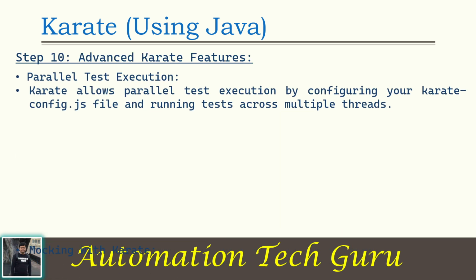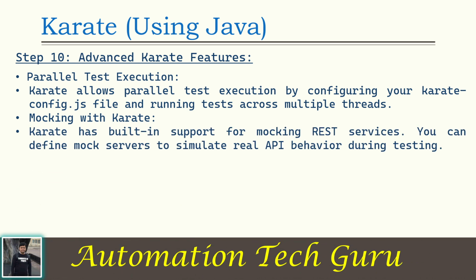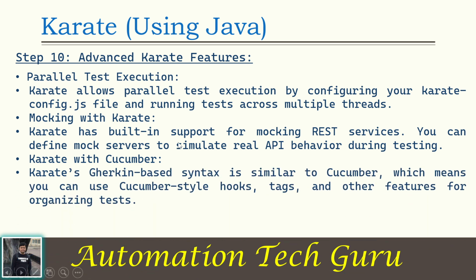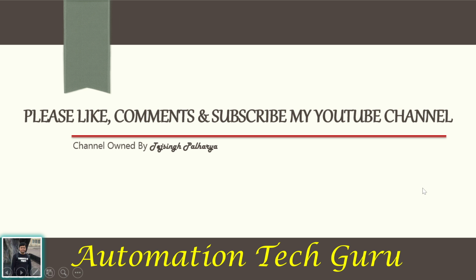Next is advanced Karate features. You can use parallel test execution. For that you need to use the config.js file and run the test cases across multiple threads. Mocking with Karate: Karate has built-in support for mocking REST APIs. You can define a mock server to simulate real API behavior during testing. It also has syntax similar to Cucumber, which means you can use Cucumber-style hooks, tags, and other features for organized test cases.